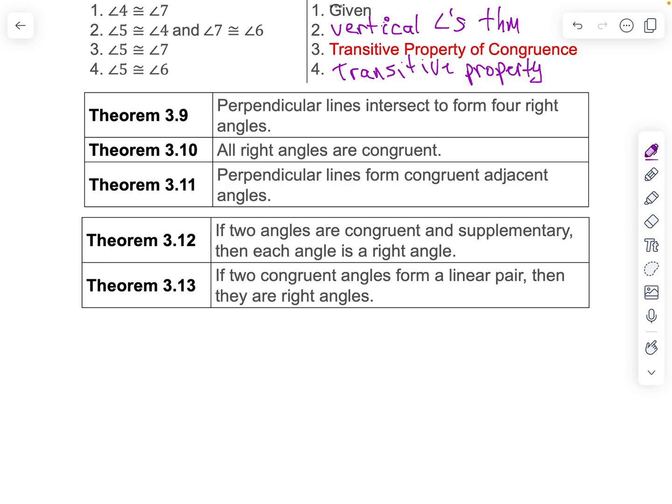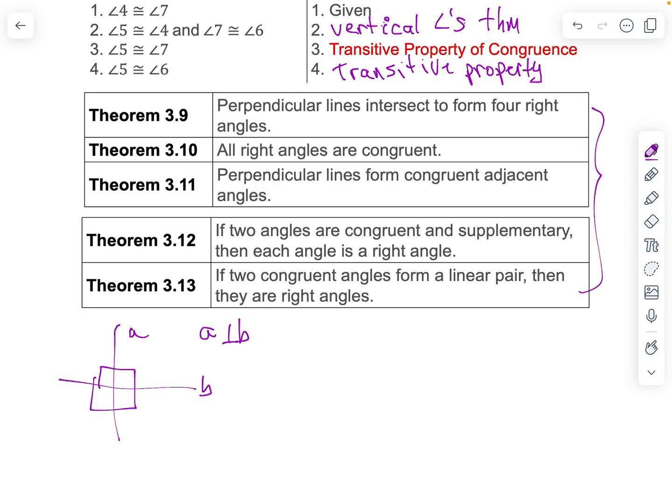Now, let's take a look at some theorems that we don't have names for. So we just have to write these down if they show up. First thing, perpendicular lines form 4 right angles. So if I have 2 lines that are perpendicular, that is, I know A is perpendicular to B, I know I have 4 right angles. We know all right angles are congruent because we know they're always 90 degrees.